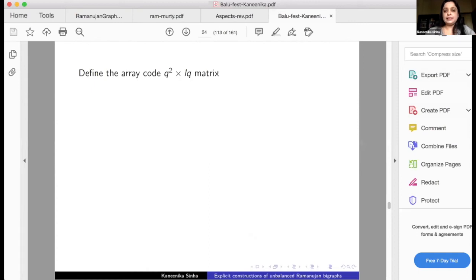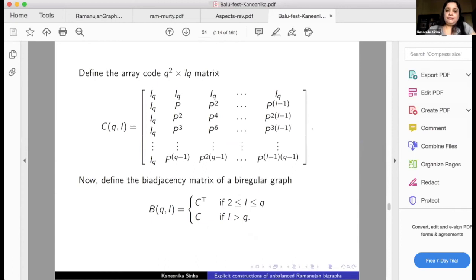Okay. Now what we do is we define what's called the array code, a Q square by LQ matrix. It comes from the theory of error correcting codes. So we have this matrix C of Q comma L, which we define as combinations of blocks coming from P and its various powers. So it's sort of reminiscent of the Vandermonde matrix. This is a Q square by LQ matrix.